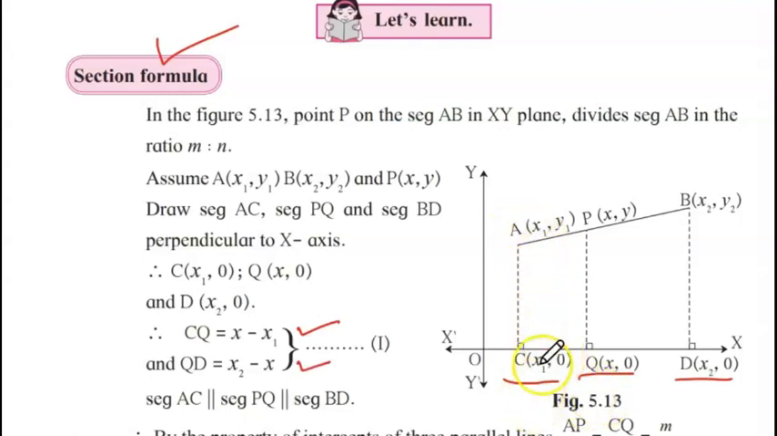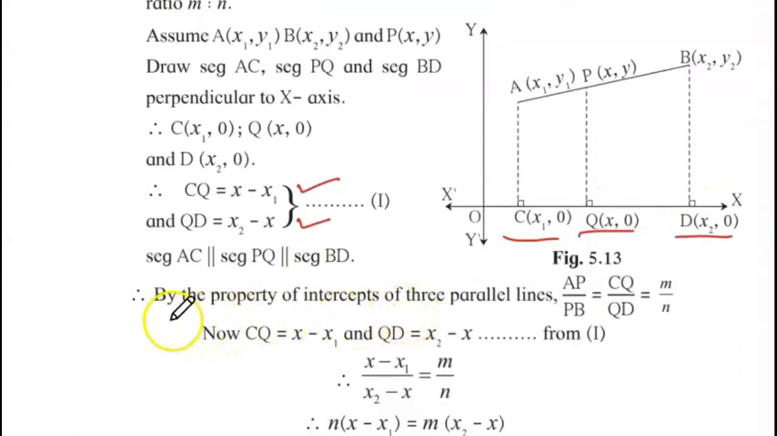The segment AC is parallel to segment PQ is parallel to segment BD. Okay. Therefore, by the property of intercept of three parallel lines, AP upon PB is equal to CQ upon QD, and that is nothing but m upon n. आपल्याला माहिती आहे की P हा पॉइंट AB ला m/n या रेशो मध्ये डिवाइड करतो. Therefore, the value of AP upon PB is m upon n. But what is the value of CQ? CQ is nothing but x minus x1 and QD is nothing but x2 minus x.